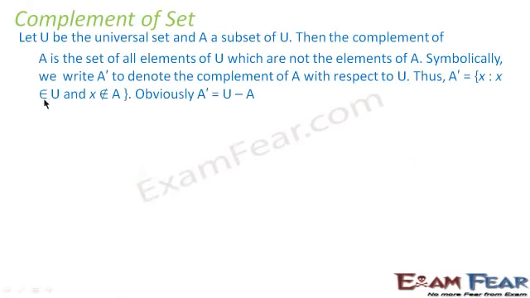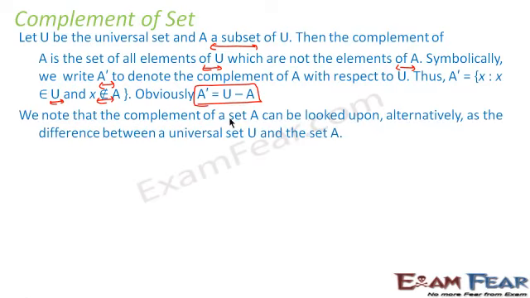Now we will discuss the complement of a set. If U is the universal set and A is a subset of U, then the complement of set A is all the elements of U which are not elements of A. A complement is U minus A. So the complement is nothing but the universal set minus set A, the difference of the universal set and the set A.